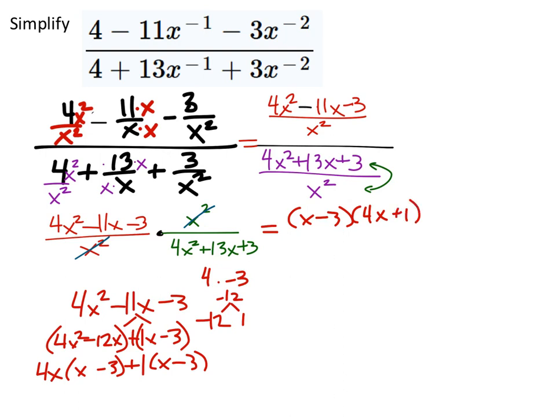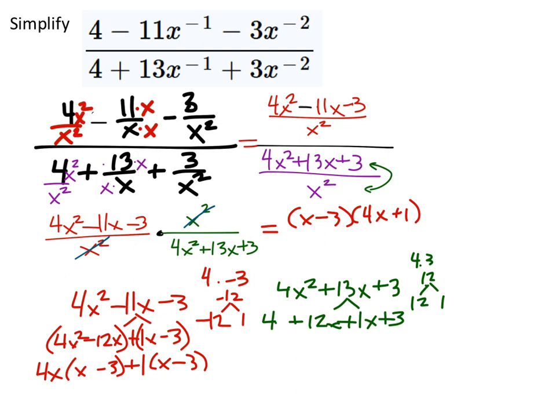In my denominator, 4x squared plus 13x plus 3, same idea. 4 times 3 is 12. Two factors that add up to 13: 12 and 1. So I'm going to split the 13x up into 12x and 1x plus 3, and then we've got the 4x squared.